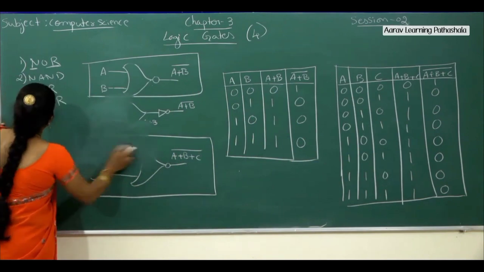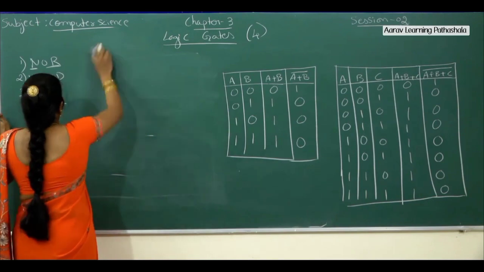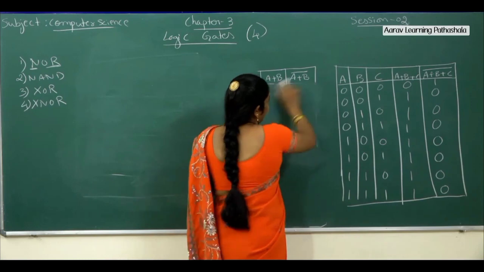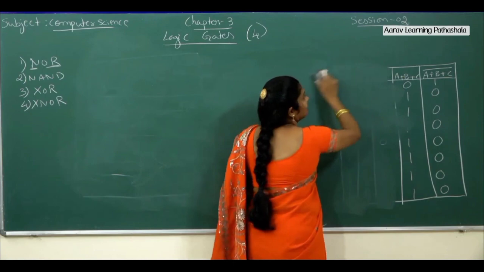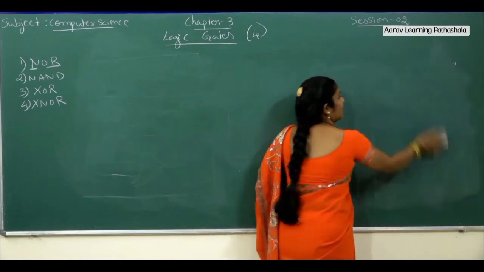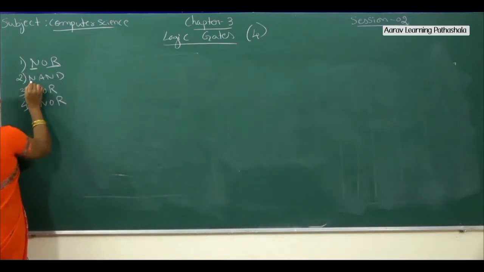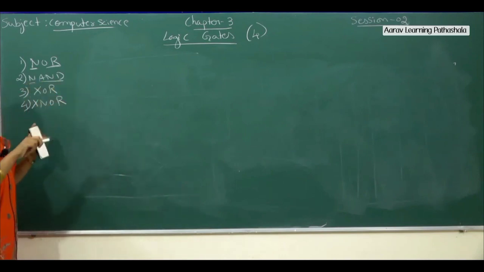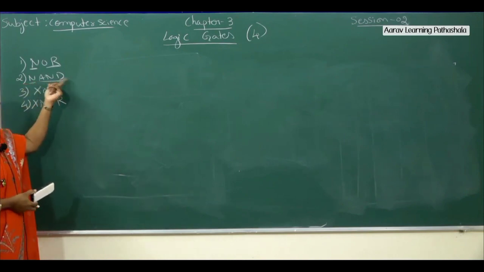Next, we are going to explain the NAND gate, how to write the symbol as well as the truth table for the NAND gate. As I already told you, these are called derived gates because they are derived with the help of basic gates. Now one by one we will explain. Now the NAND gate. The NAND gate is a combination of the NOT gate and the AND gate.